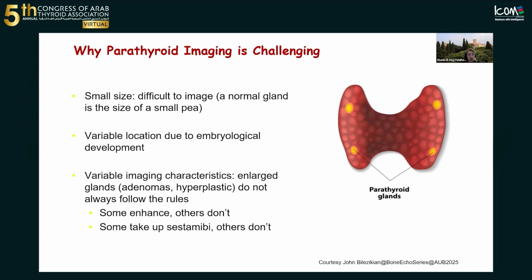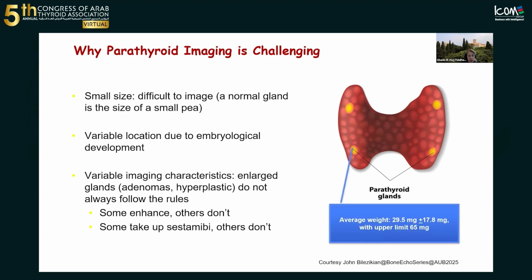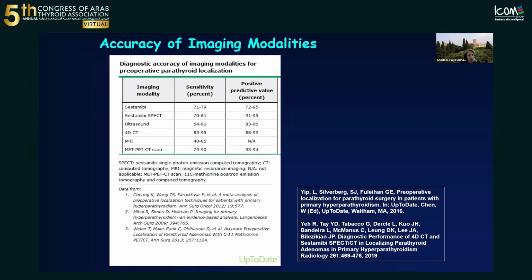Now, why is parathyroid imaging challenging? Well, this is because the parathyroids are small. They are the size of a small pea. Variable location due to the embryological development. Variable imaging characteristics. You can have a double adenoma, one shows, the other doesn't. It's asymmetric. Some enhance, others don't. Some take up sestamibi, others don't. And the average weight of a parathyroid gland is very small. So the accuracy of the imaging modality, this is an up-to-date chart with sensitivity, positive predictive value, can be quite high. 4D CT seems to be pretty good and actually even better than sestamibi SPECT, but it depends on the experience of your radiologist.